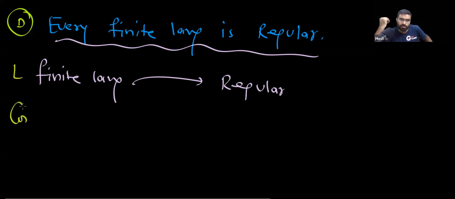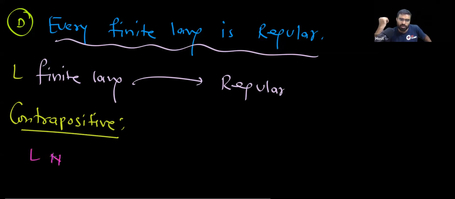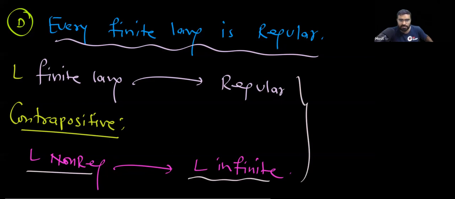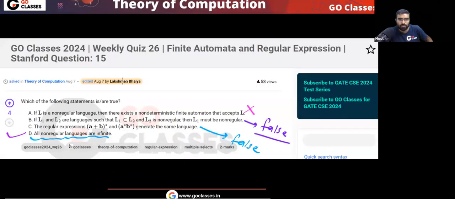What is the contrapositive? The contrapositive will be that if L is non-regular, then L is infinite. Yes or no? This is the contrapositive. So if the language is non-regular, then definitely it is infinite. So I can say option D is true. For this question, the answer will be option D.